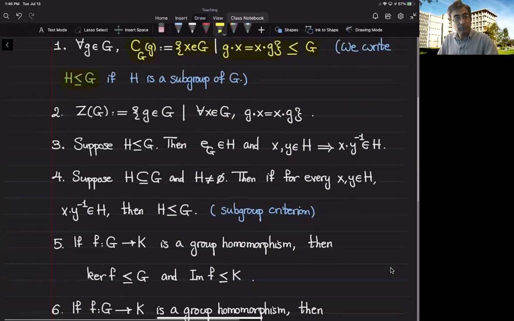The other thing that we proved is that the center of G, which means those elements of the group that commute with every element of the group. Those g's inside the group that commute with every other element, that set we call the center of G, and it is again a subgroup of the group.